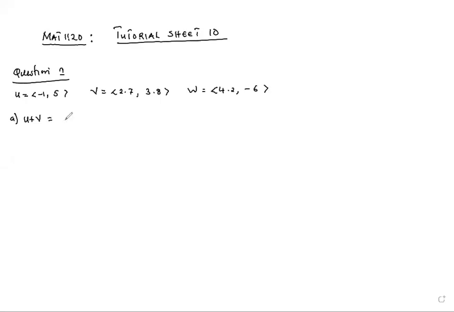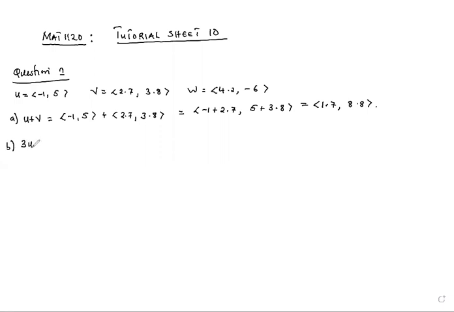This is the same as u plus v, which is the same as (-1 plus 2.7, 5 plus 3.8). And this is equal to (1.7, 8.8). Those are the coordinates. So you add each component to the corresponding component.